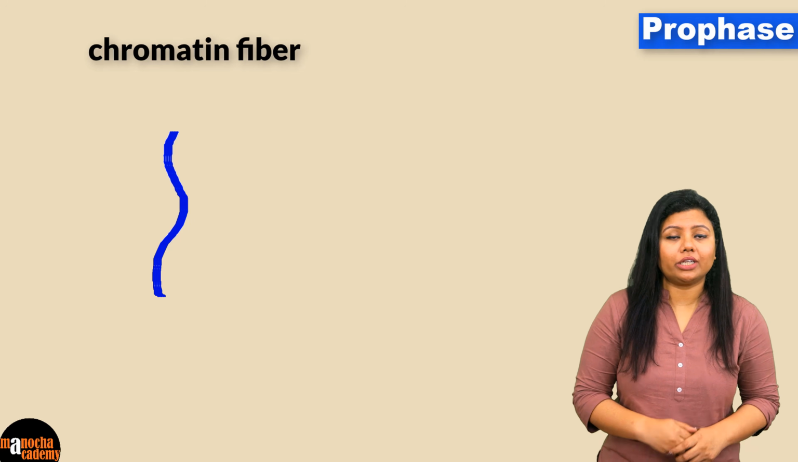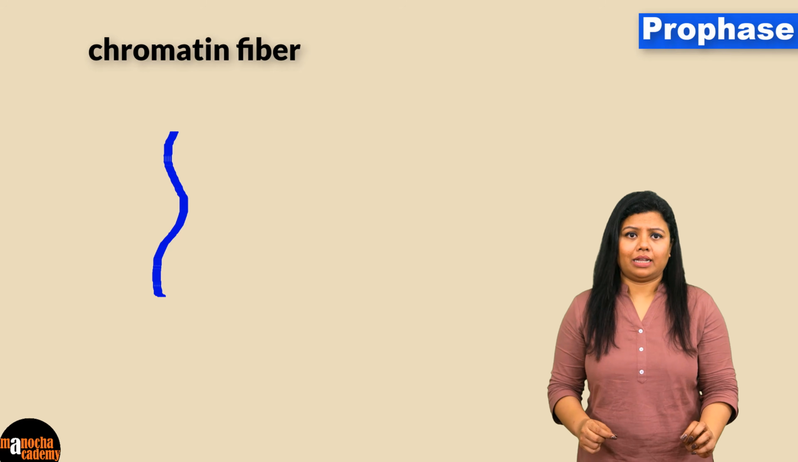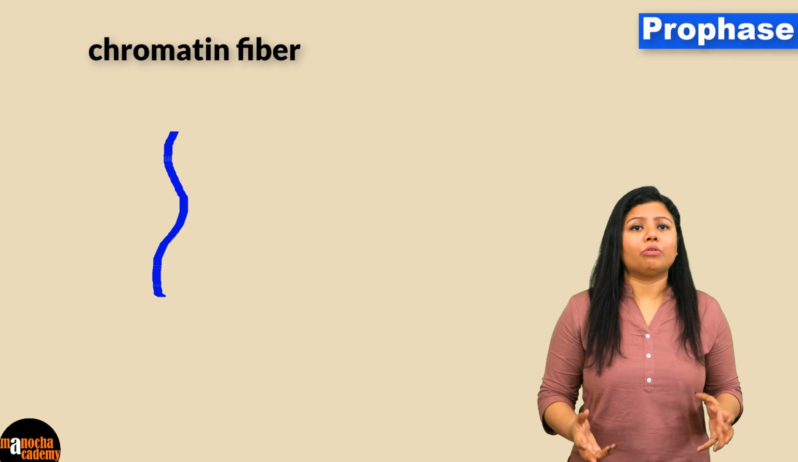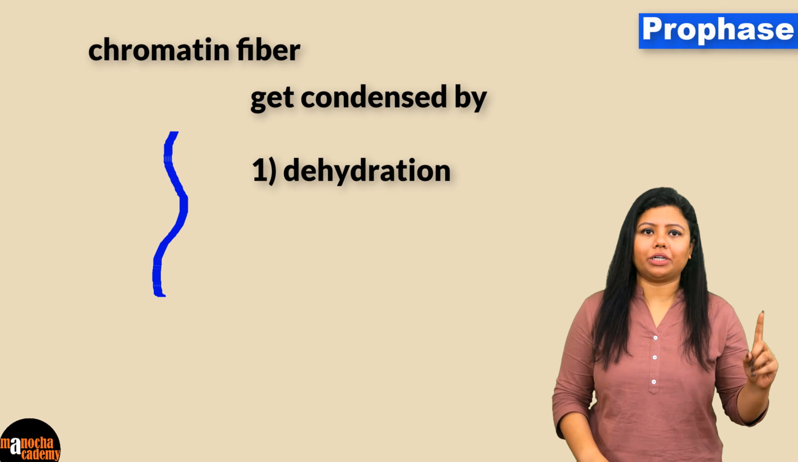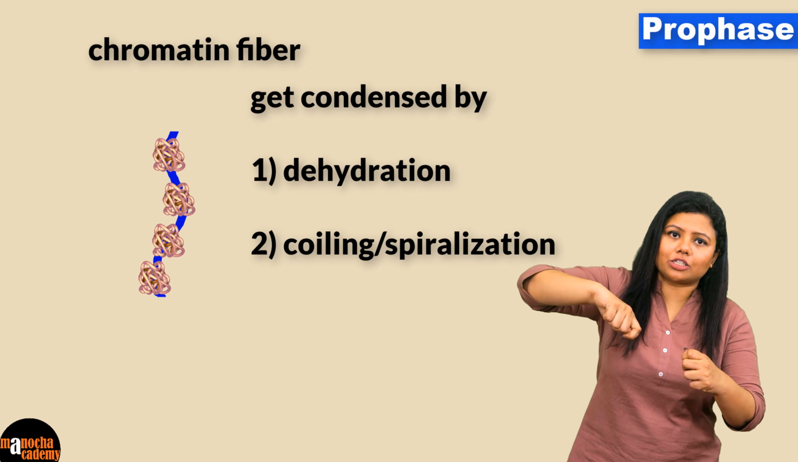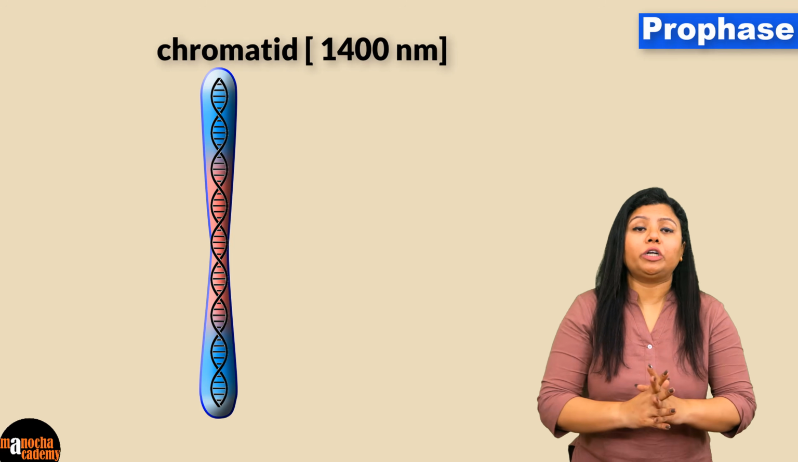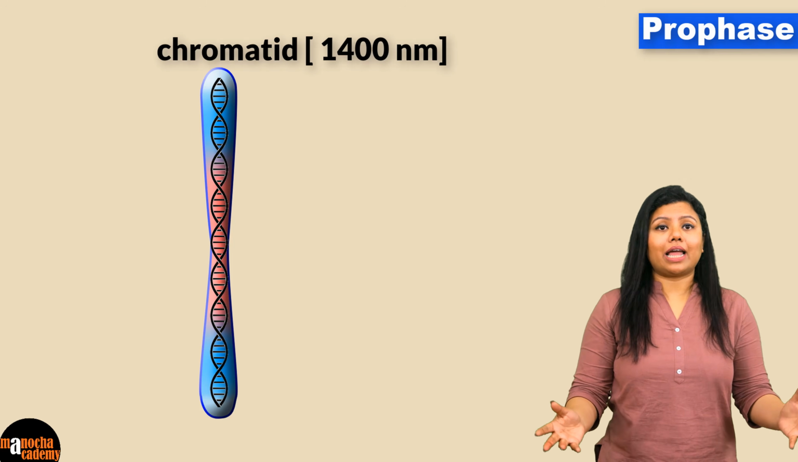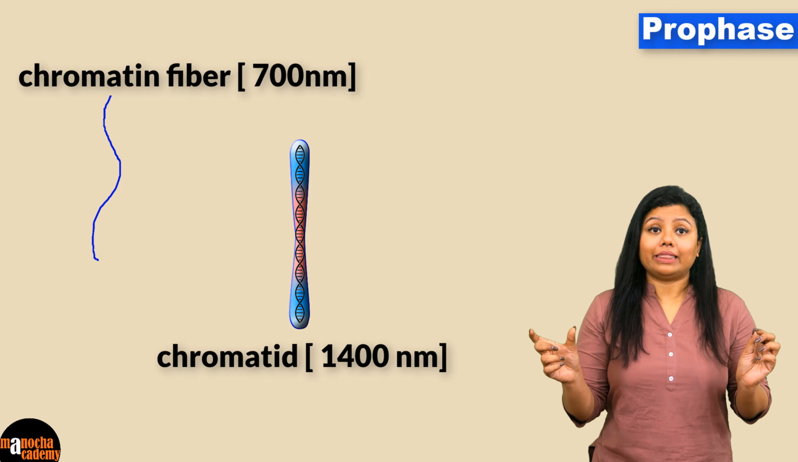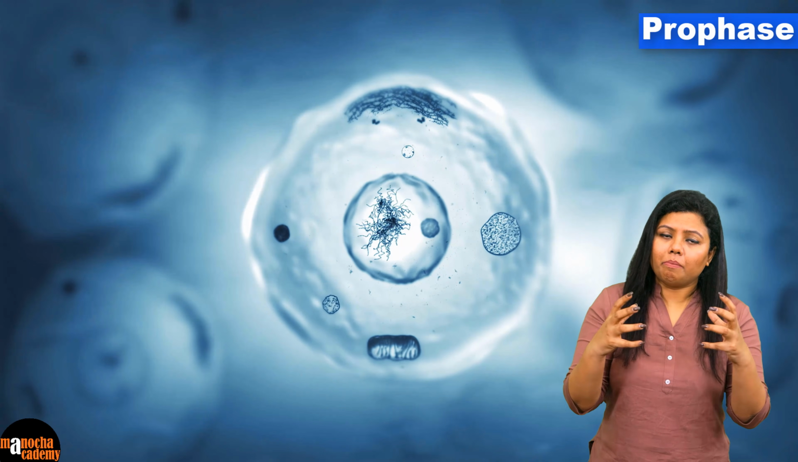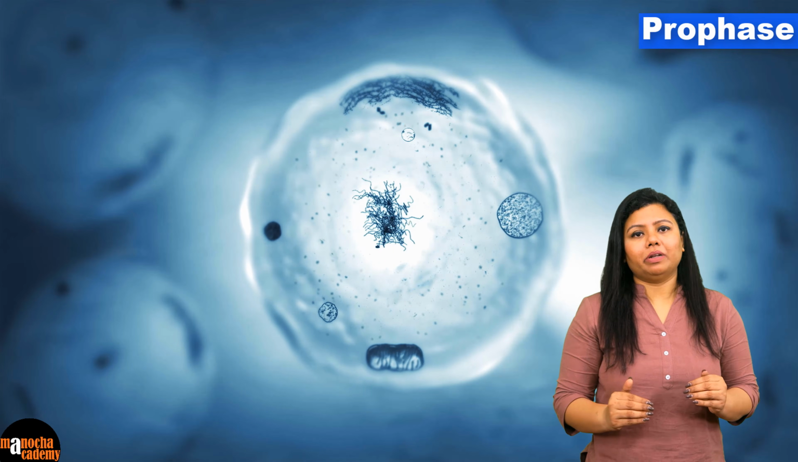What do we mean by condensation? By condensation, we mean that the chromatin fibers, which were thin and had a diameter of about 700 nanometers, start 1. Dehydrating, that is losing water, and 2. Coiling. So it starts coiling and supercoiling till it attains a diameter of about 1400 nanometers. So you can understand that the diameter of the chromatin now becomes almost double, if not more. Therefore, they will become shorter, more compact, thicker, and therefore much better observable under the microscope.